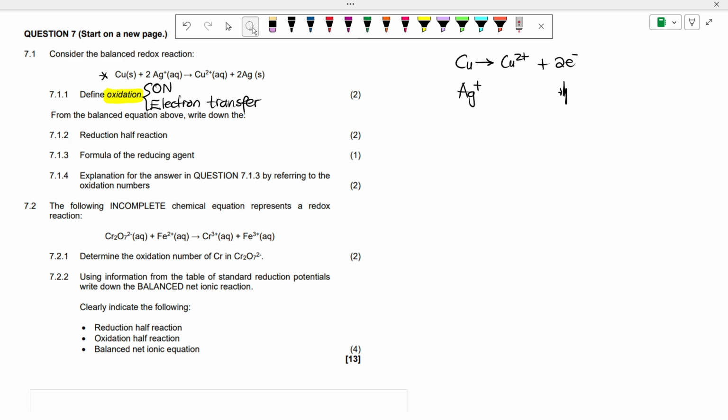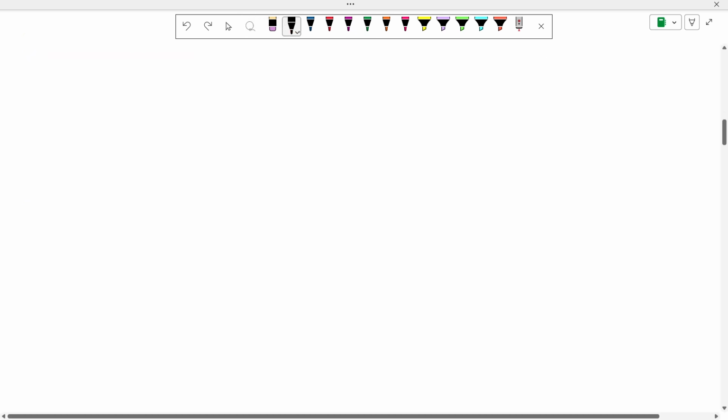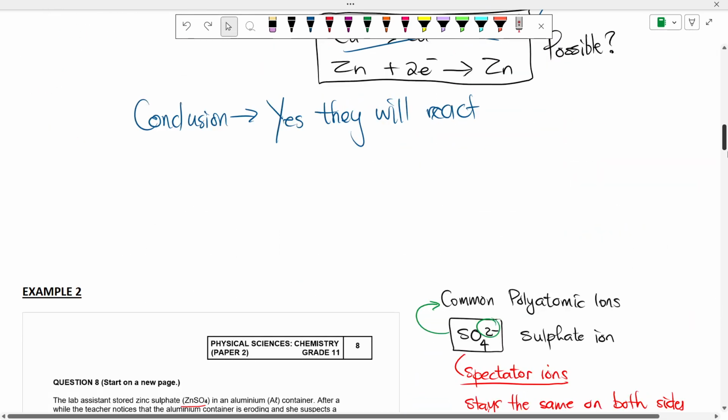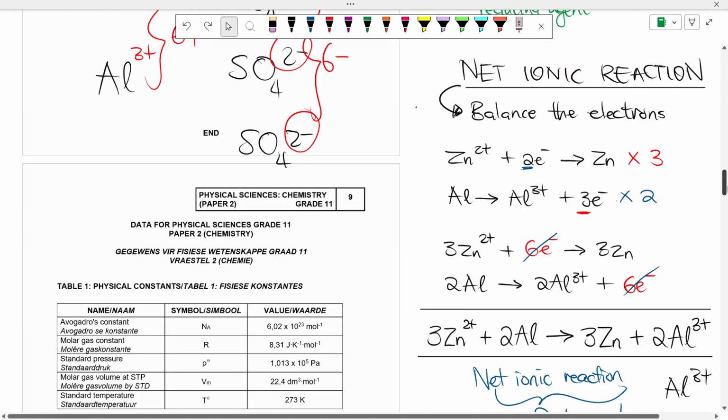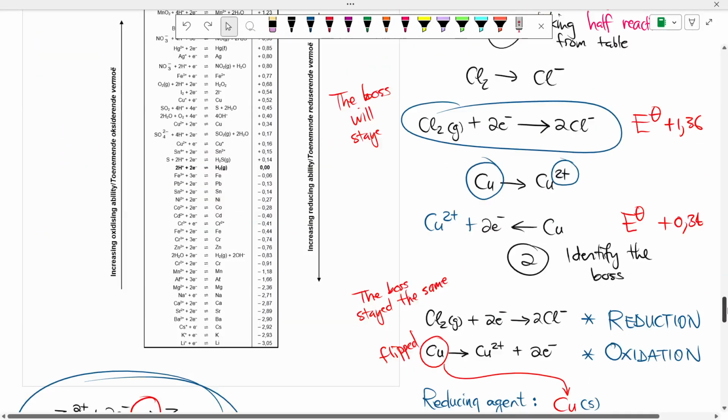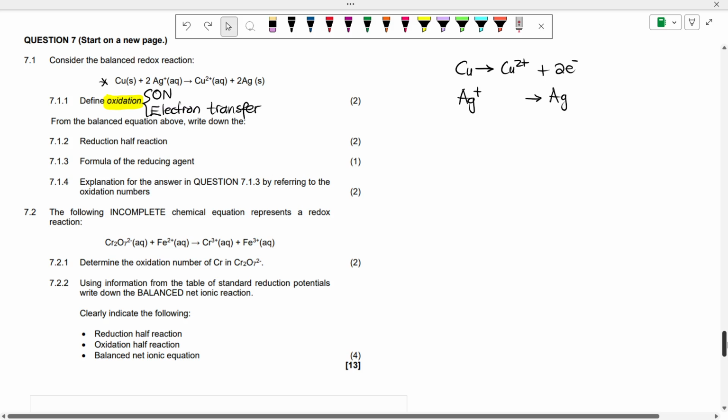Wait. So if the question was for this two, wait, let me just go back. I'm still kind of getting used to this new release of the app. Just updated it. Okay, so the electron will be on this side.